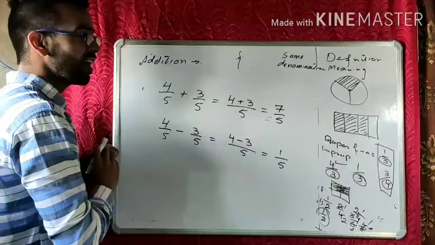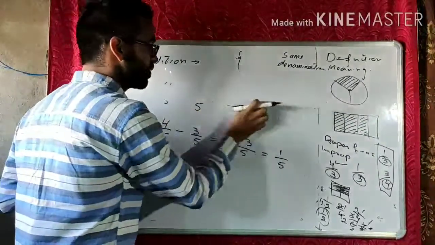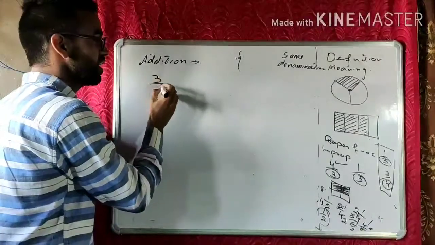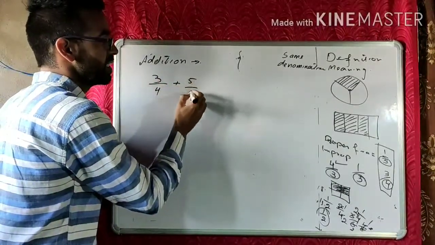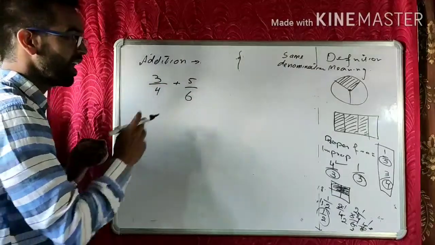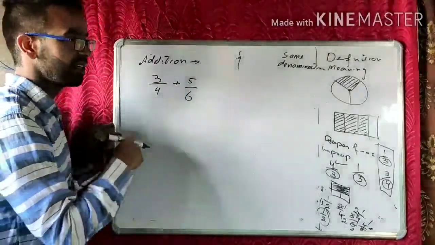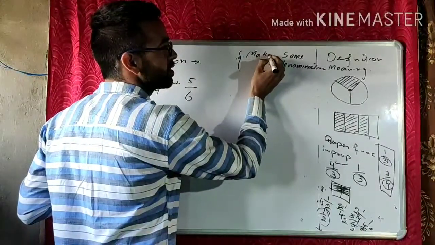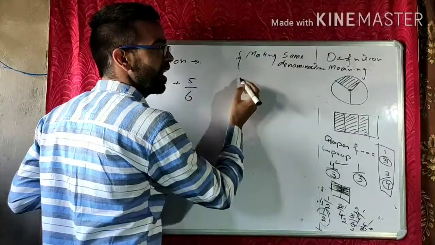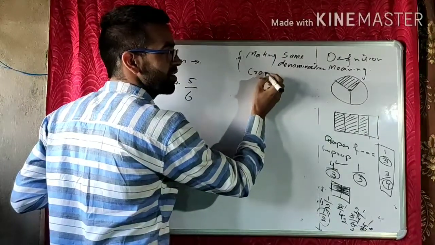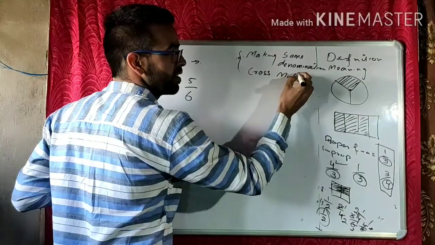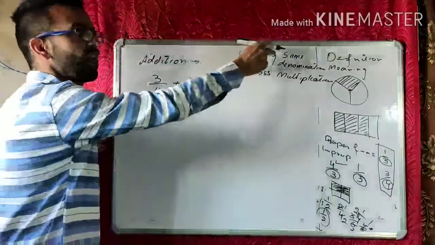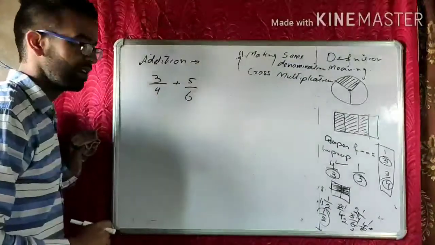And when it is an unlike fraction, for example, 3 divided by 4 plus 5 divided by 6, this is the unlike fraction. Now we are going to talk about two methods. Firstly, making the same denominator, and second, cross multiplication. Firstly, we will go with making the same denominator.